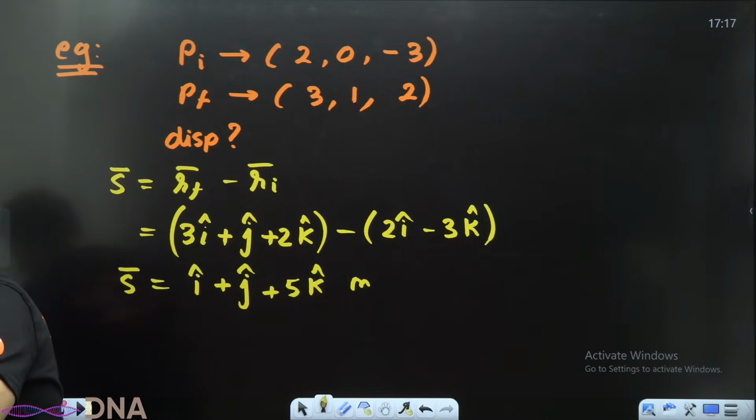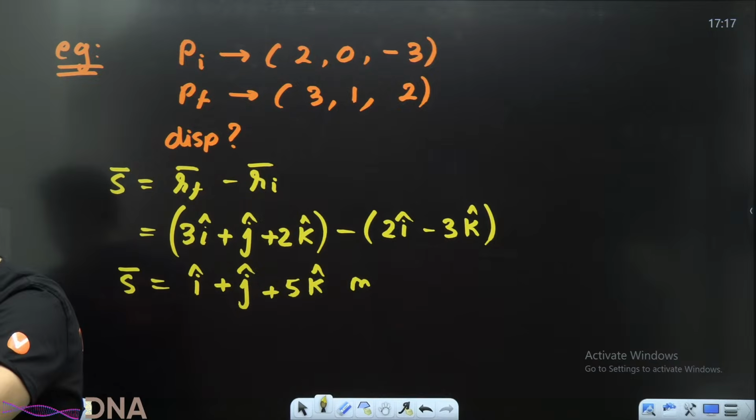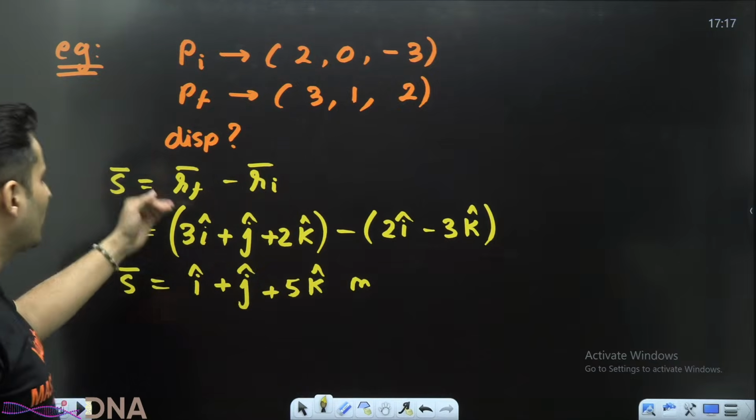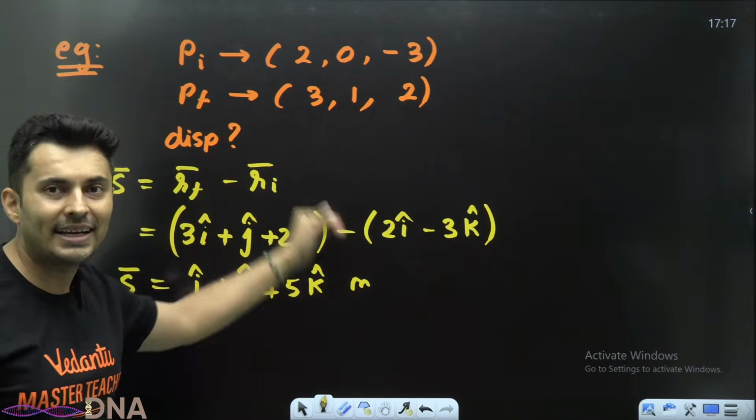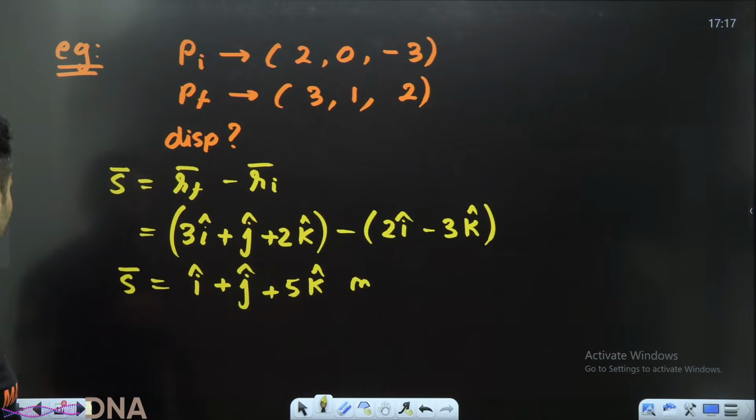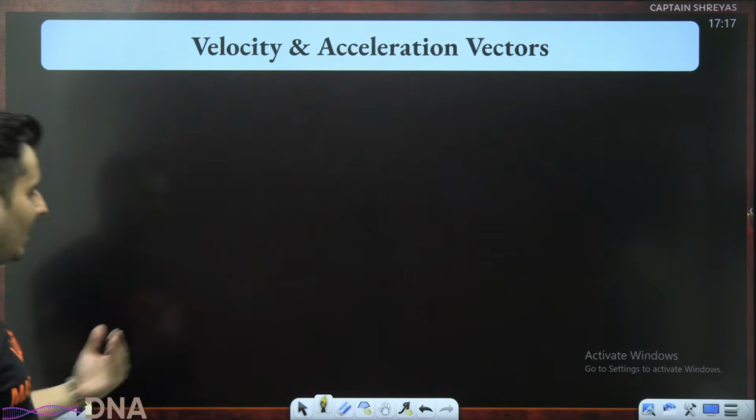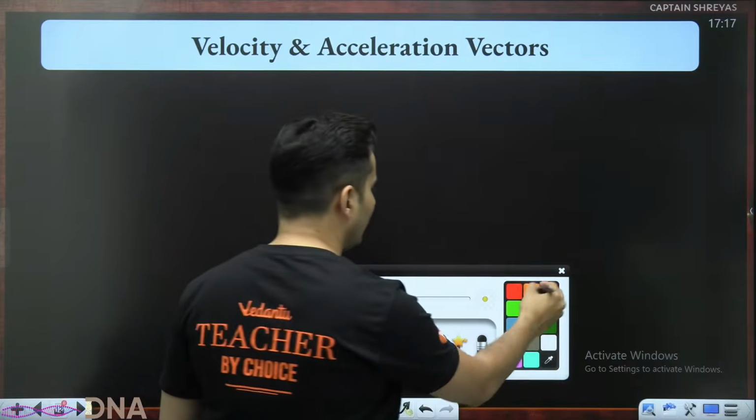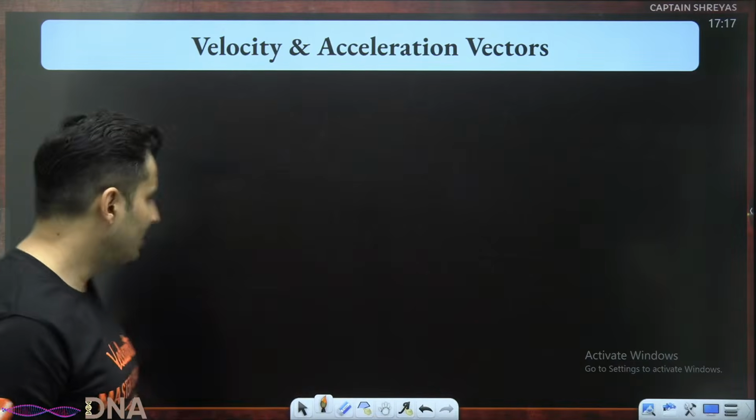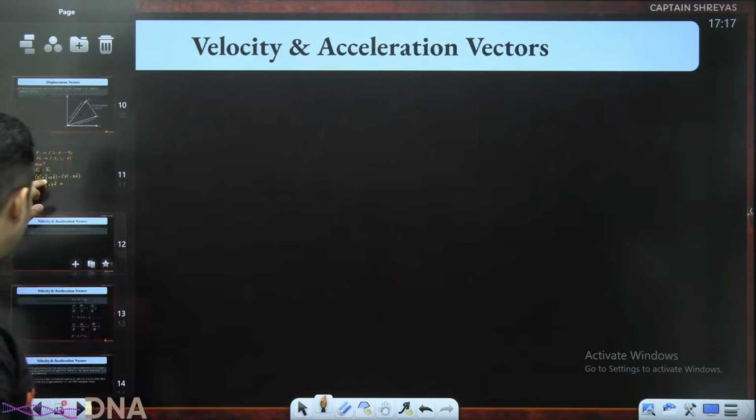Very nice. Very good, Subito. Very good, Herboroin. Awesome, Dharinishwara. That is the displacement. Okay. So if you know the coordinates before and afterwards, you can easily look at the displacement. Now comes the next thing, that is the velocity. Next thing which comes is the velocity and acceleration vectors.